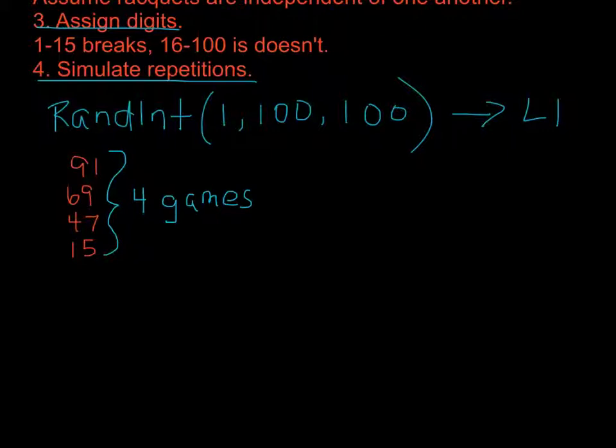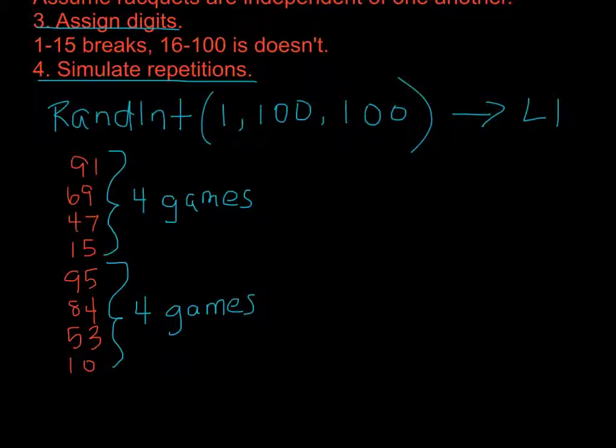I'm going to continue on in my table now after 15 and see how many it takes the next time. So I get 95, so it's good the first game, good the second game at 84. Next game is 53, still going strong. Next game is 10. So kind of a coincidence here that it was another 4 games before it broke, because 10 falls in my category of where it will break. That's how we've assigned our digits.